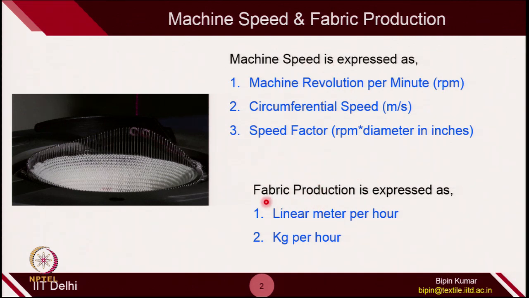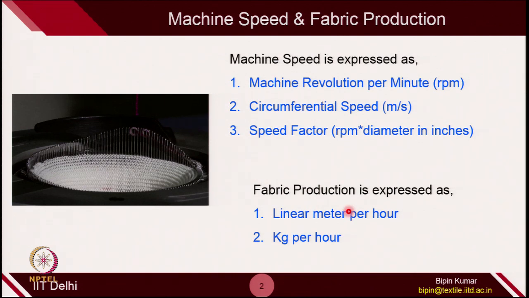And in terms of production, depending on the capacity of the machine, either its RPM or speed, we can relate the fabric production, which can be expressed in linear meter per hour. So how many meters of the fabric are being wound from the bottom side, or kg per hour. So how much weight of the fabric is produced per hour. Especially depending on the speed, you can connect production.